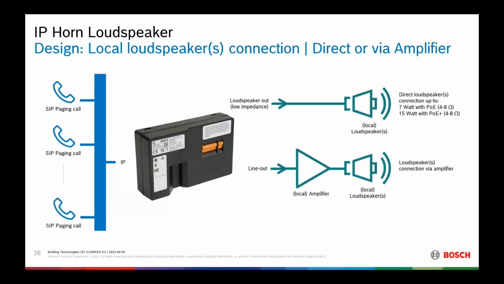The line out is parallel to the loudspeaker output, except if you set a manual routing. So if you are calling the module via SIP, it can either be routed to the low impedance output or to the line output and then using a local amplifier. To the low impedance output, 4 to 8 ohm loudspeakers can be connected.